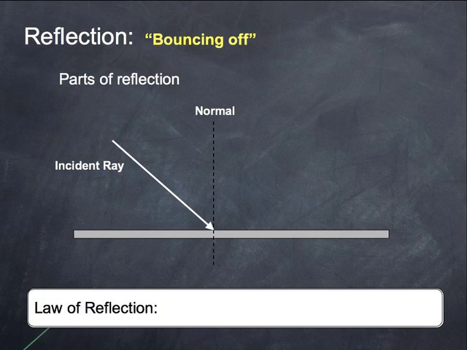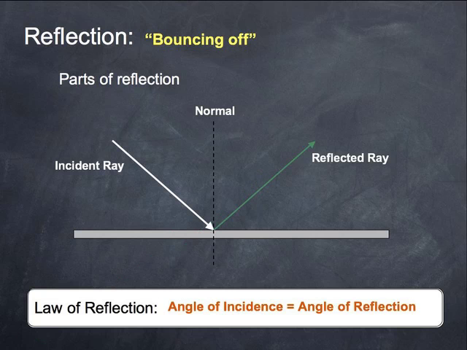And what do we think we call the outgoing ray? That light has been reflected. And finally, the law of reflection says the angle of incidence is equal to the angle of reflection.